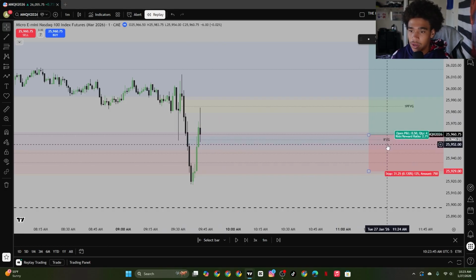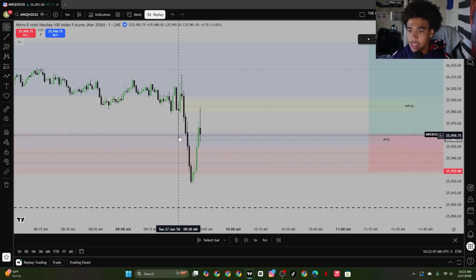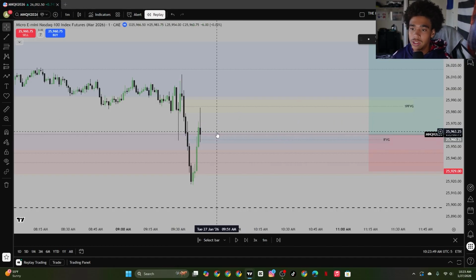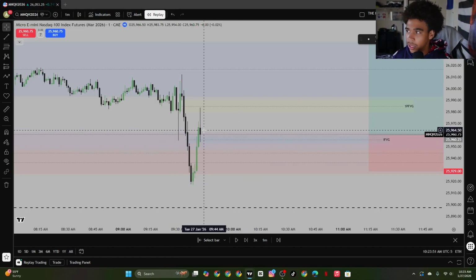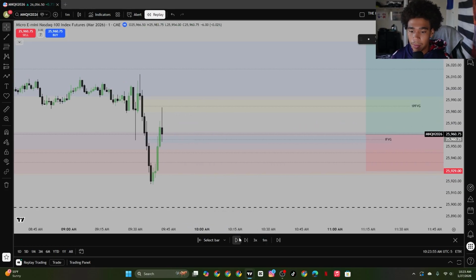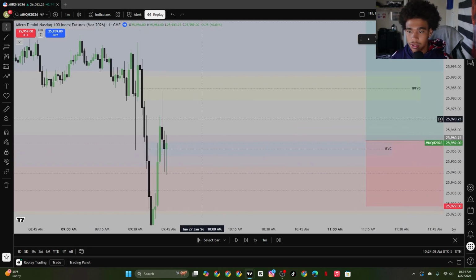Why am I looking at this inversion fair value gap? Again, it's the one that took out the low. These usually always come back and play a role some way in the market. So that's my focus here, right? So we're going to play a couple candles right there, right? Now, notice two things.